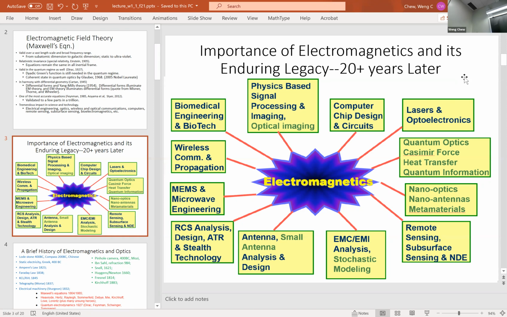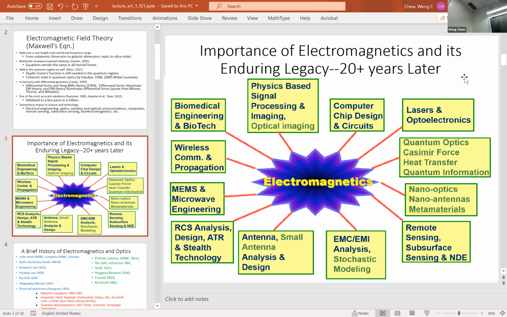And then stochastic modeling, because things are so random in the world now. You have to put in some randomness, and those are done with stochastic modeling. And now you have the field of nano optics, nano antennas, and metamaterials. Okay, metamaterials are just man-made materials. They're not materials that come from nature.